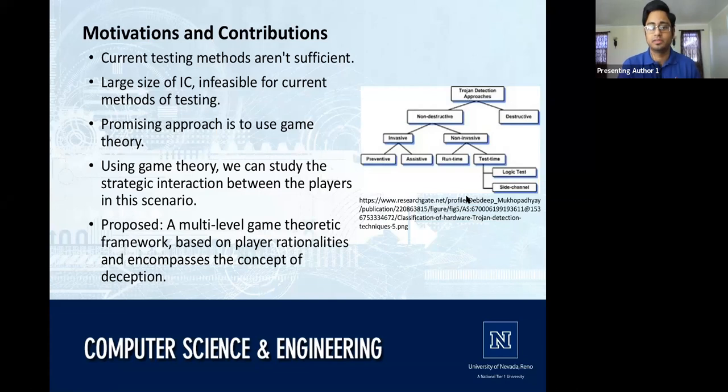However, a promising approach that has been studied in the literature recently is to use game theory. Using game theory, we study the interaction between the players in the scenario: an attacker, for whom we try to find their probability distribution over a certain number of Trojans, and the defender, for whom we find their probability distribution over testing strategies. So what do we propose in this paper? We propose a multi-level game-theoretic framework based on player rationalities that includes the concept of deception. I'm going to go a lot more into that in the further slides.